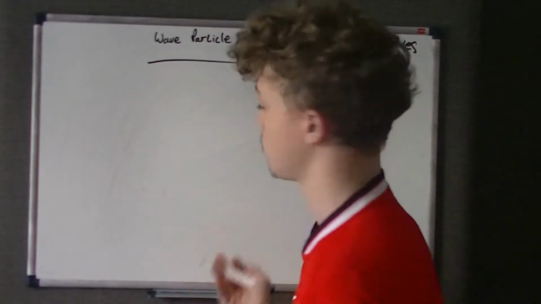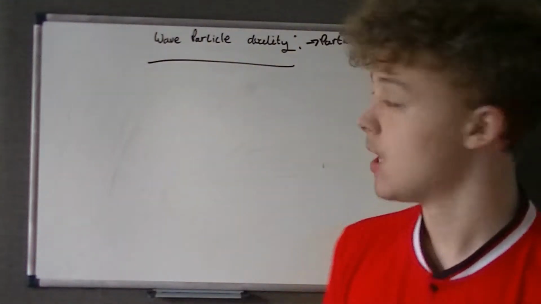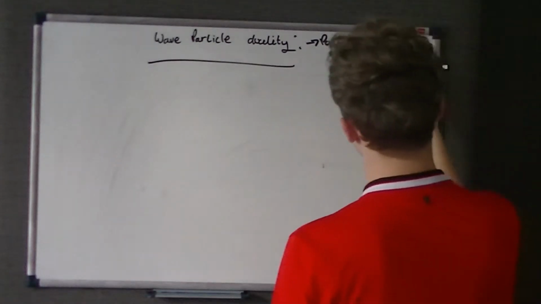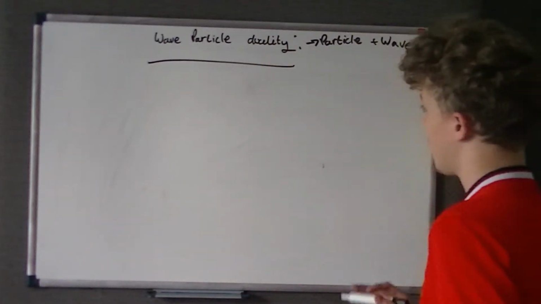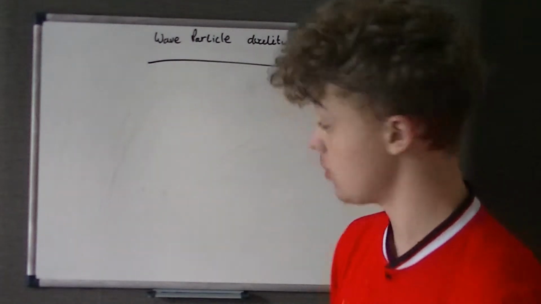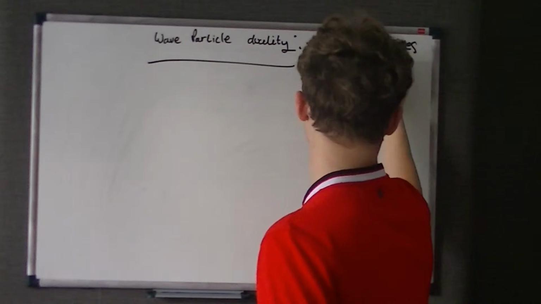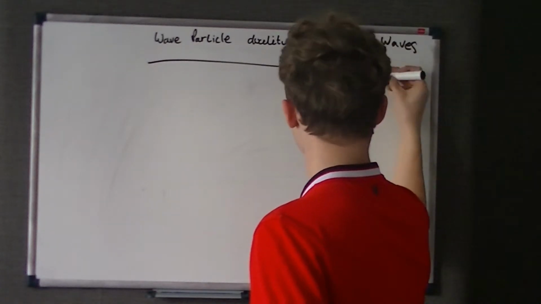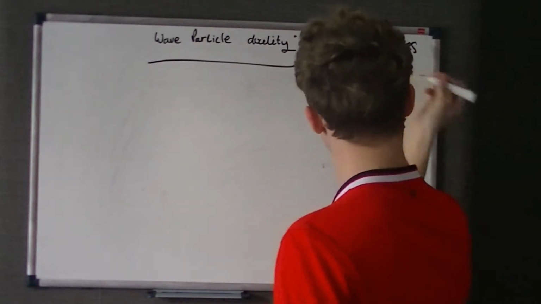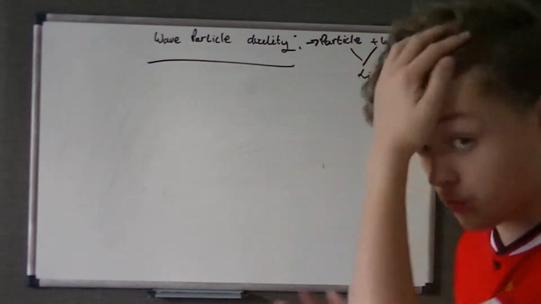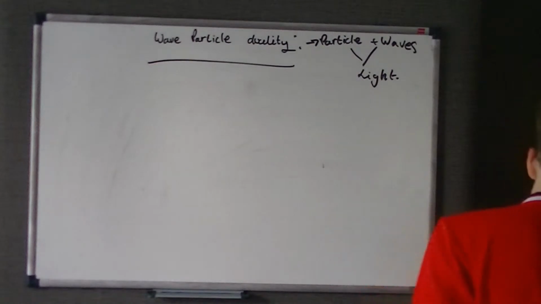This basically means particles can be waves, so light can be particles and waves. I just put light as an example. There are many experiments where light has been proven to act like waves and light to act like particles.